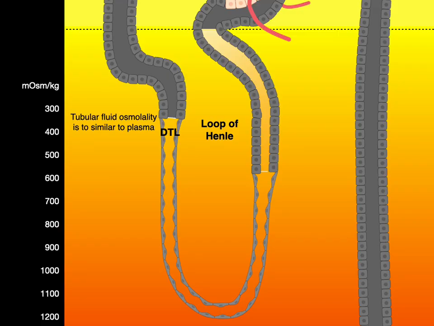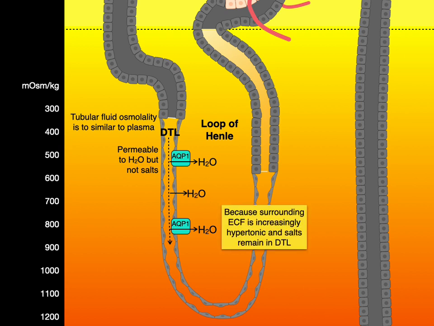Let's show it schematically. So the tubular fluid osmolality is similar to plasma in the descending thin limb. Look at the color in the DTL there at the start, and then also in the extracellular fluid. But as we descend, water is going to flow to where it's saltier. Because it's permeable to water but not salt, water follows salt. And so through aquaporins, or in some cases paracellularly, water flows.